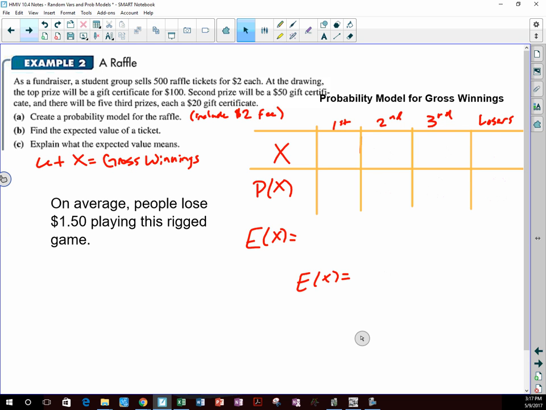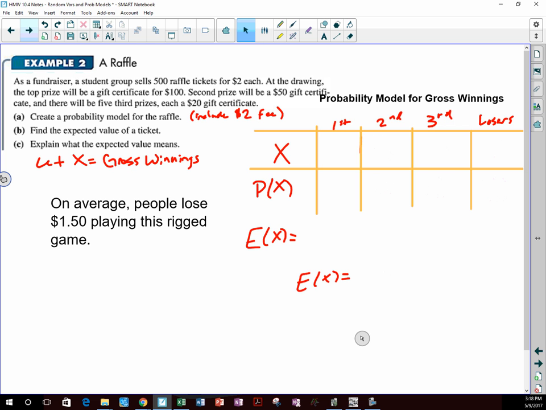each. And at the drawing, the top prize will be a gift certificate for $100. The second prize will be a $50 gift certificate, and there will be 5 third prizes, each $20 gift certificates. So what I started putting together here is the probability model here.